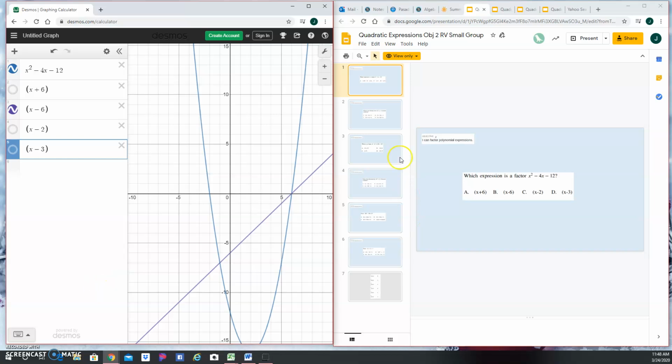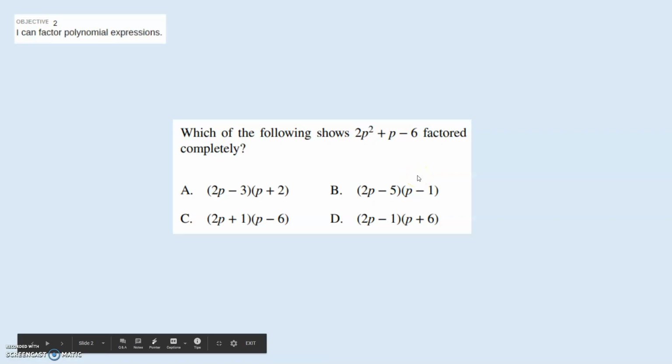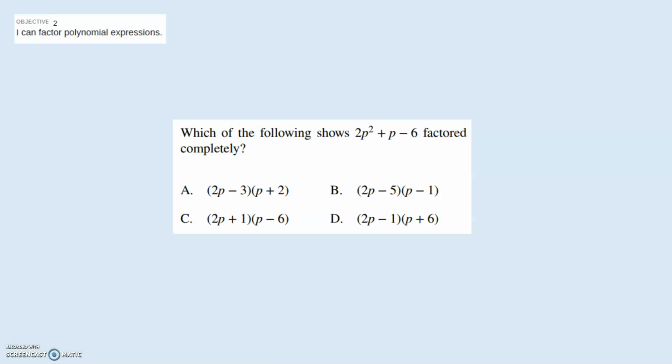Let's go ahead and try answering one more, okay? Question number 2. Which of the following shows 2p squared plus p minus 6 factored completely? Now this time, notice that you're given 2 factors. A while ago, there was only 1 factor, so it was just a line that crosses your x-intercept. However, this one, since you have 2 factors, guys, this is the type of example where it should go on top of your original graph.